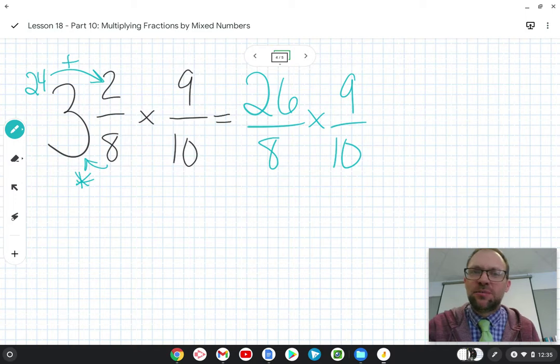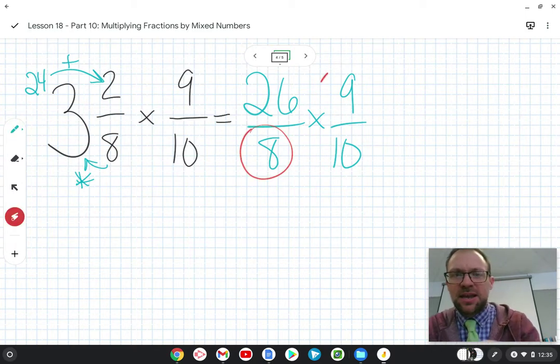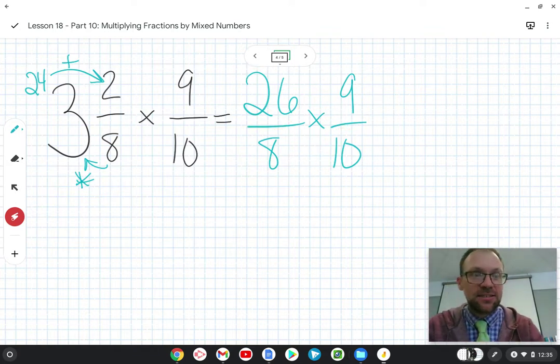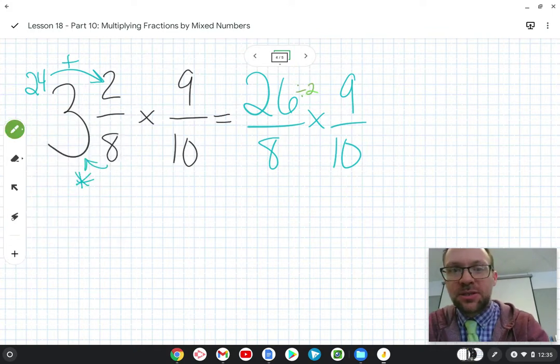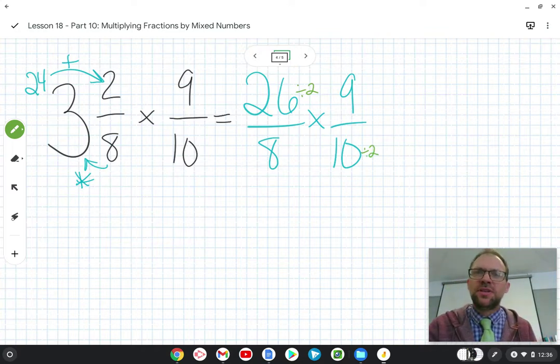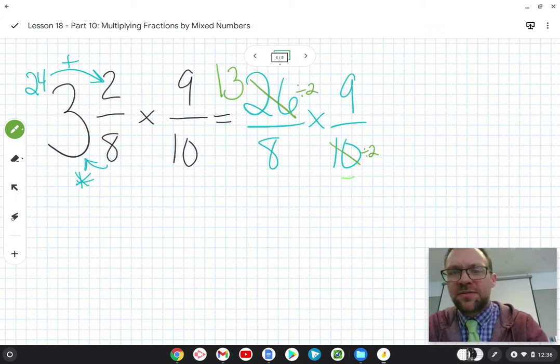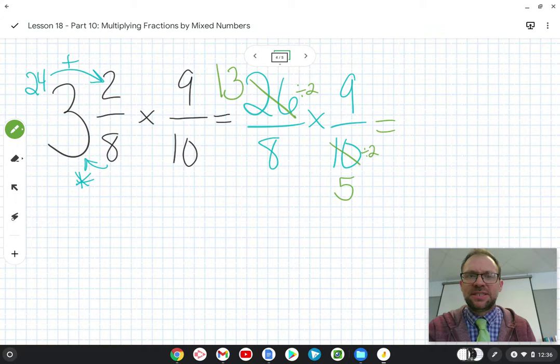Let's see if we can simplify first. Well, diagonally, 8 and 9, no. 26 and 10, yes. We can divide both 26 and 10 by 2. 26 divided by 2, 10 divided by 2. That's the greatest common factor for these two numbers. And so we're going to get, let's see, this is 13. That is 5. Oh, that's still pretty big though, isn't it? 13 times 9. I have to do that now, don't I?